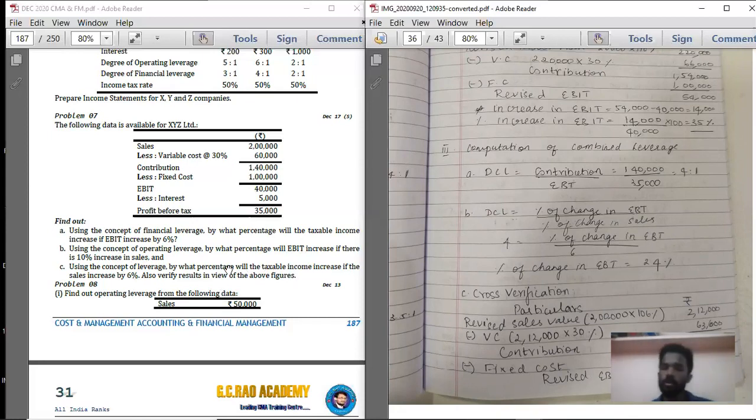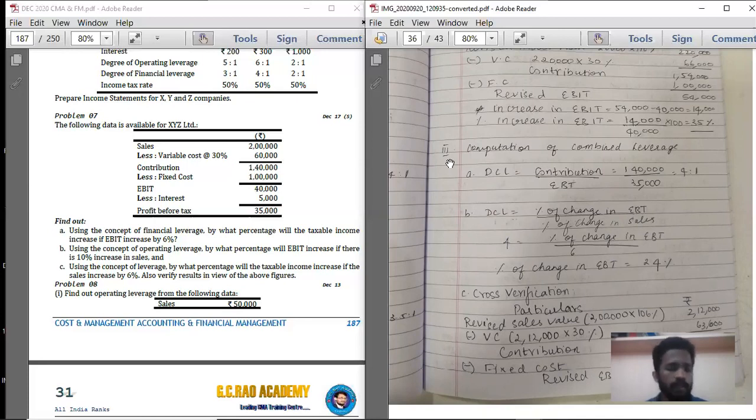We should understand the question before choosing the particular leverage. Here, it is the same percentage increase in sales, but they asked us to find the taxable income. Taxable income is nothing but EBT. After EBT, you will pay tax, so the tax amount will be calculated on the EBT. So that is the taxable income. They are asking us to find the percentage of change in EBT, so we should use combined leverage. Below that, point number C, computation of combined leverage.